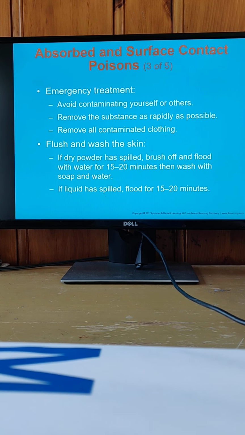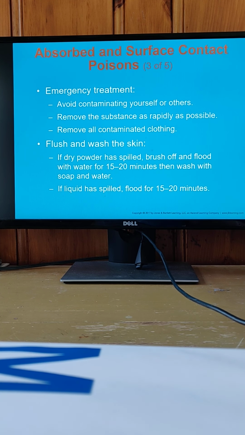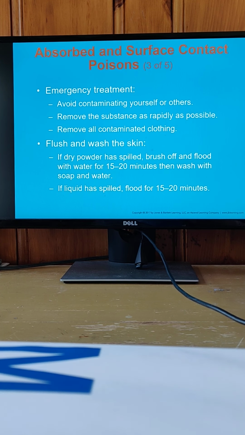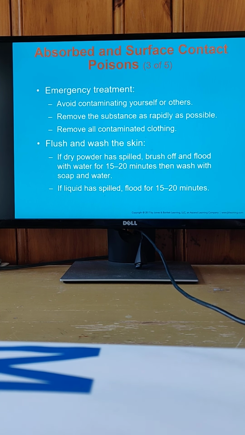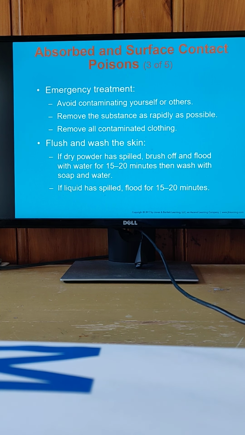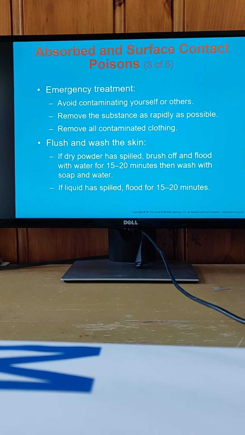Emergency treatment. How do we treat one of those patients? Well, number one, scene safety, BSI, avoid contaminating yourself and your partner and other people. Remove the substance as rapidly as possible, and remove all contaminated clothing. If the person's clothed and there's poison all over, a powder or liquid, get the clothing off them. Make them trauma naked if you have to. Okay? If it's a powder that's on the patient, use a dry towel and brush it away from you, and hopefully there's not a wind blowing the poison back at you. Brush it off the skin as best as you possibly can.